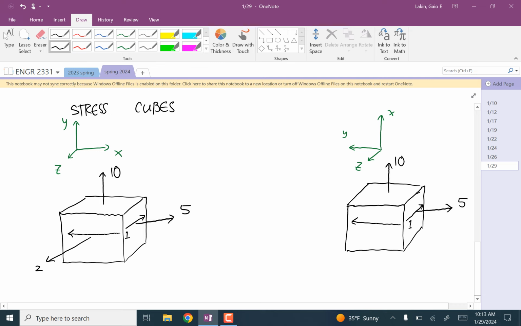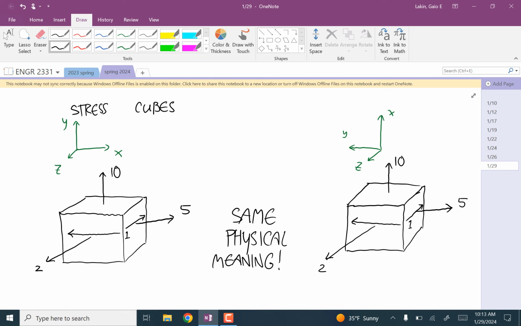And then Z is the same. We got the 1 that way, and then the 2 that way. Okay. You can't do direct comparisons like that if the cubes are off by 20 degrees or whatever, but if they're exactly aligned like that, you could do any 90-degree rotation in any direction, and when you draw the stress cube, you get that same physical meaning back.